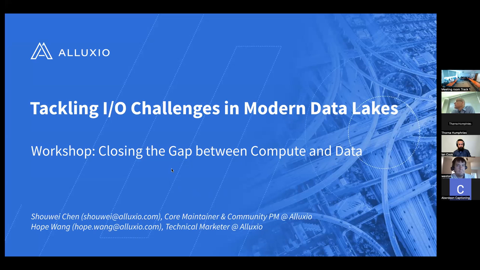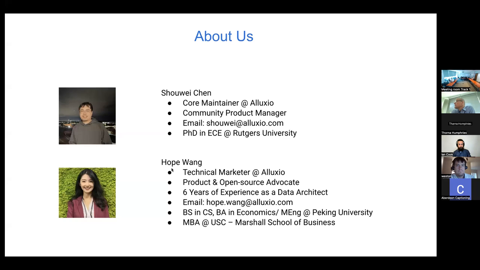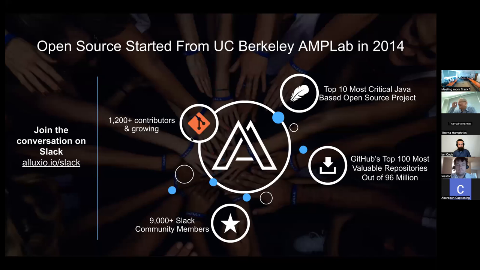Actually, we have a short page to introduce ourselves, but you already know us on this page. And Alluxio is an open source project. It started from the UC Berkeley AMPLab in 2014. As some of you may know, at the beginning it was a school project at AMPLab. And nowadays, we are a very mature open source project on GitHub.